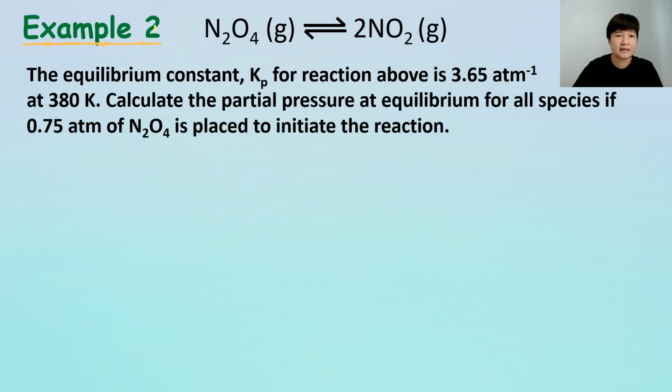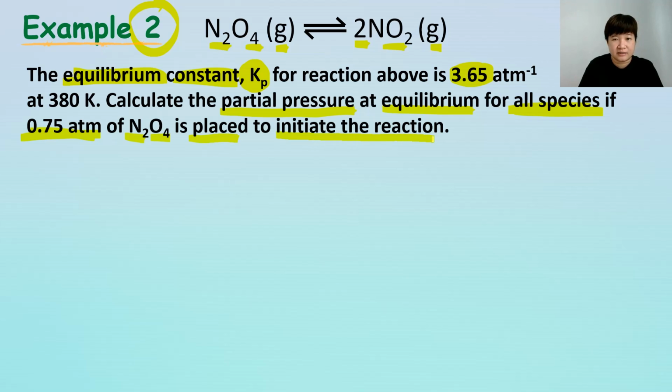Okay? Next example that I have, example 2. So I have N2O4 gas becoming 2NO2 gas. Everything is in gas over here. The question states the equilibrium constant Kp. So Kp given is 3.65 atm negative 1, at 380 Kelvin. Calculate the partial pressure at equilibrium for all species if 0.75 atm of N2O4 is placed to initiate the reaction.